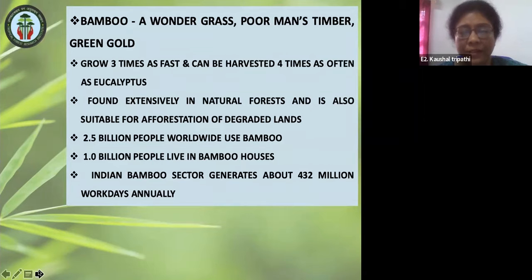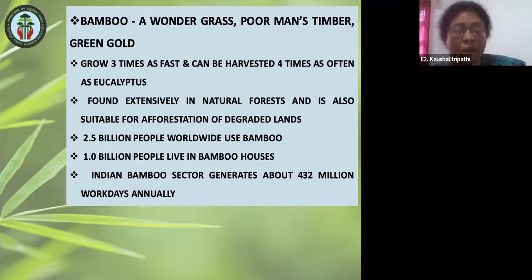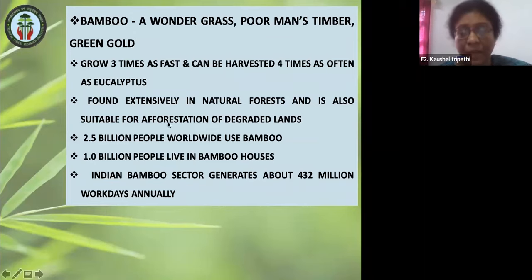Just a few general statistics about bamboo. Nowadays, we know bamboo as a wondergrass, poor man's timber, green gold, and it has been known that bamboo grows 3 times faster, and it can be harvested 4 times as often as eucalyptus. And bamboo is found extensively in natural forest and is suitable for afforestation of degraded lands. Some statistics: 2.5 billion people worldwide use bamboo, 1 million people live in bamboo houses, and the Indian bamboo sector generates about 432 million work days annually. Next slide, please.